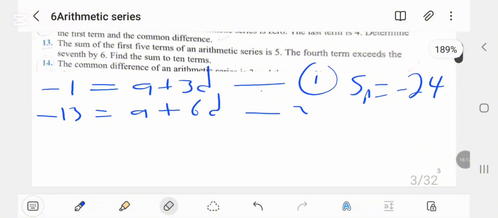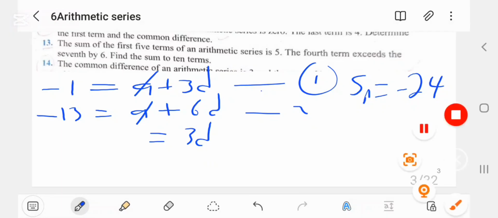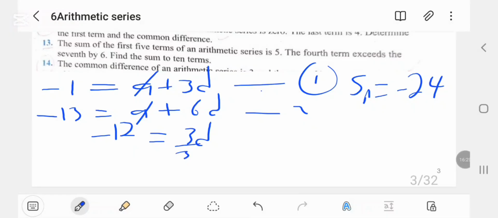So elimination, eliminate. Here we have 3D. What's minus 13 minus minus 1? It's minus 12. So our D, therefore D is minus 4. Okay, we're looking for N. We're looking for N.